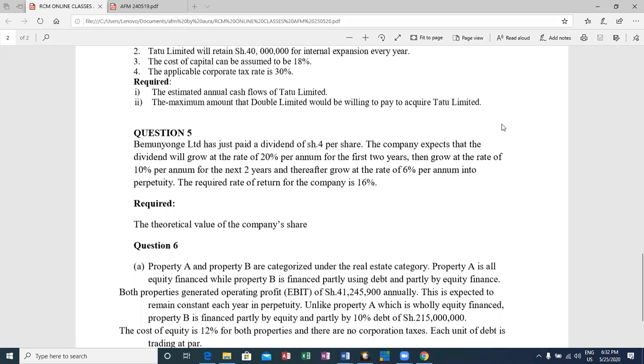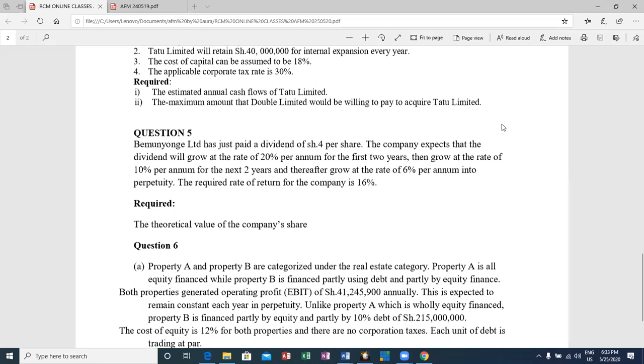So remember, we can't start, okay, let's talk of 0 here. So we have dividends per share. They have just paid, that is time 0. So they have just paid how much here? 4 per share. And then we have 1, 2, 3, 4, 5, 6, just before infinity. So they're telling us that they expect this dividend to grow at the rate of 20% per annum for the first 2 years.